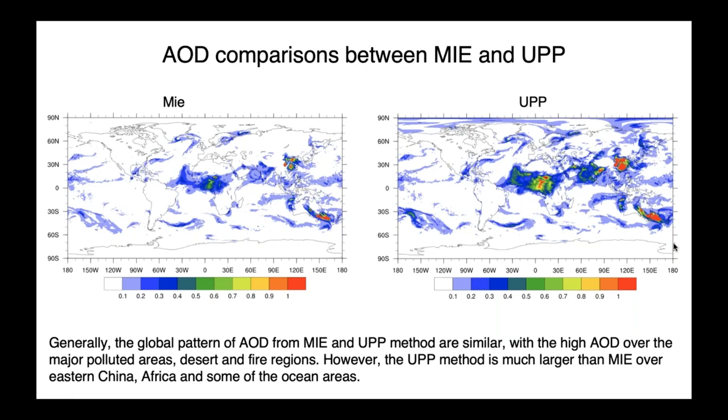The AOD comparison here is between MIR and the UPP. Currently there are two ways of calculating this AOD. We have seen the general pattern of the two methods is very similar. However, the UPP tends to have a higher value over East China, Africa, and some of the oceanic area. In the model, we use the MIR method to calculate the AOD. So that may be one reason why the model simulated AOD is on the lower end.